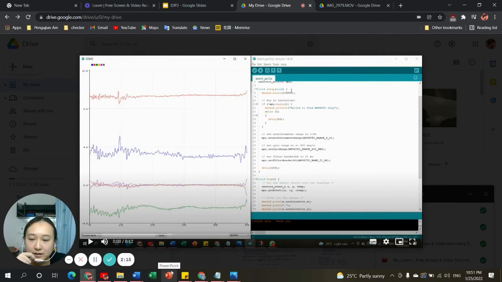And then this one is the data from the MPU to show the acceleration from XYZ and also the gyroscope from the XYZ.